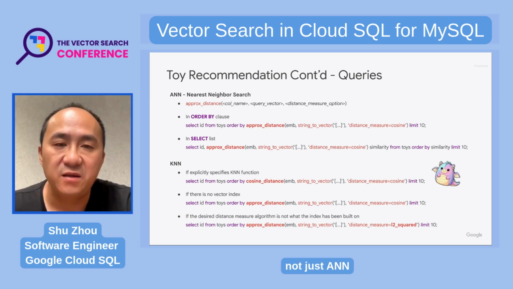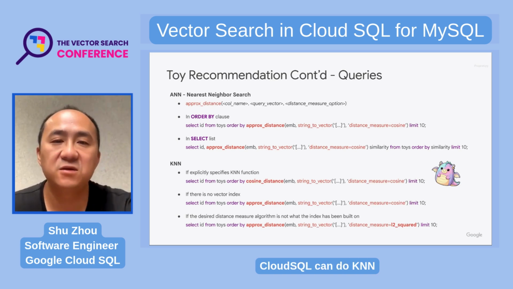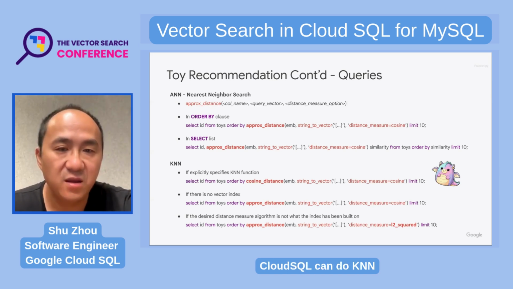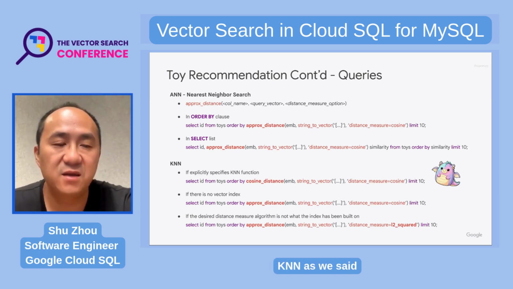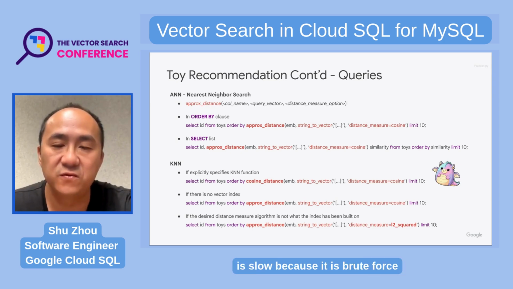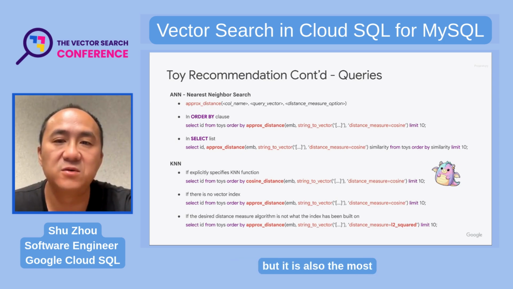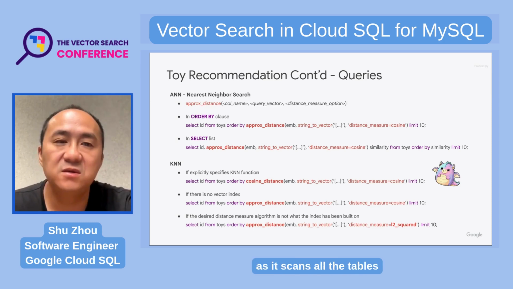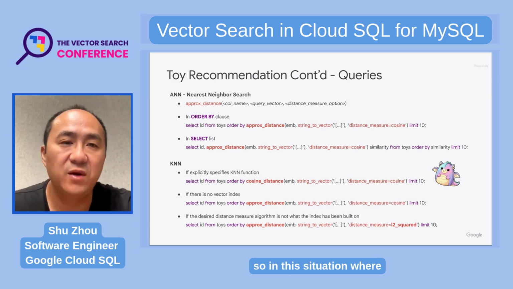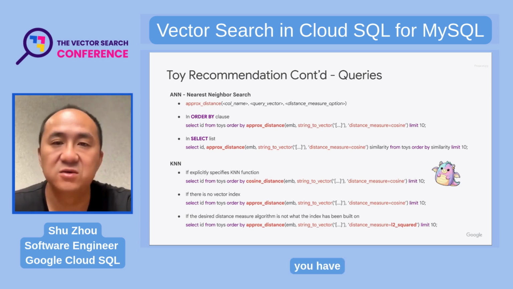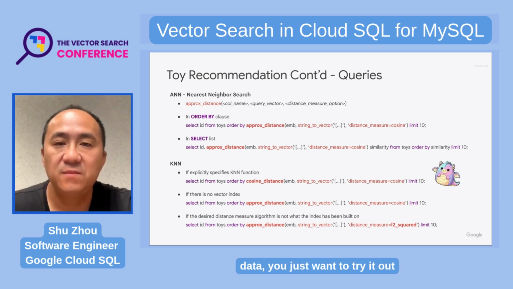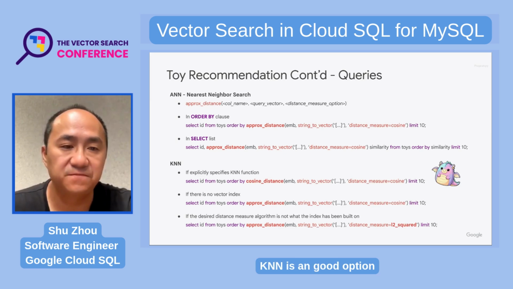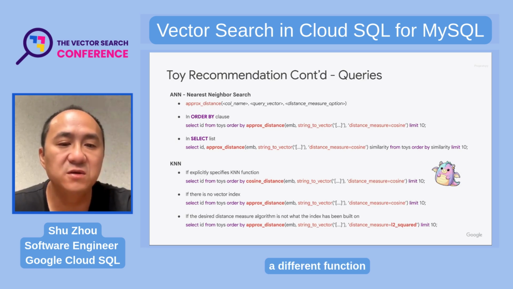So not just ANN, Cloud SQL can also do KNN. Well, KNN, as we said, is slow because it's brute force, but it is also the most accurate because it scans the whole table. So in the situation where you have little data and you just want to try it out, KNN is a good option. To specify KNN, we use a different function.